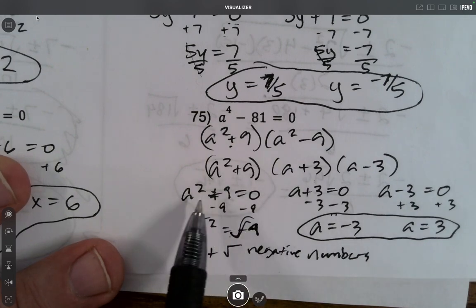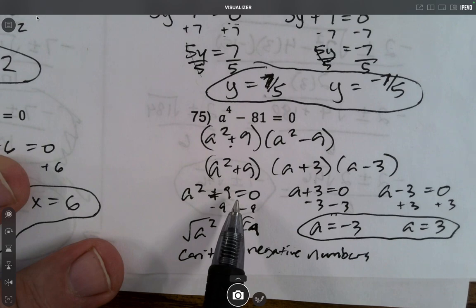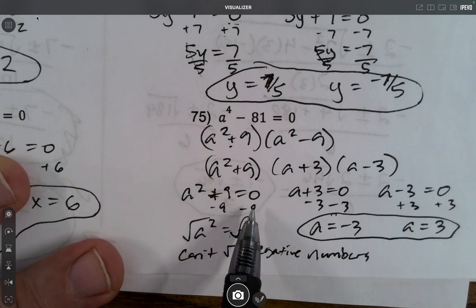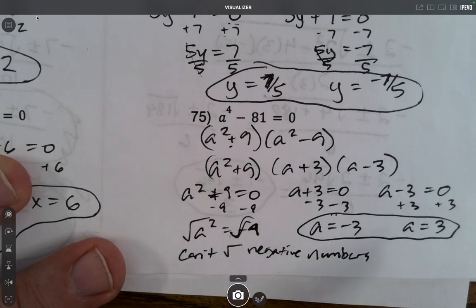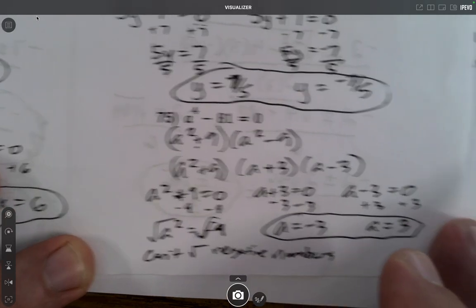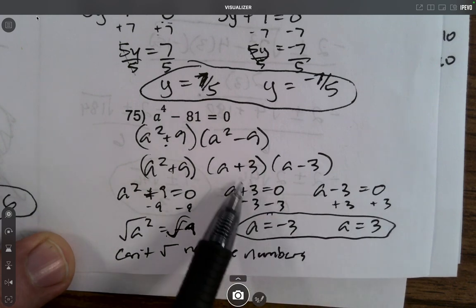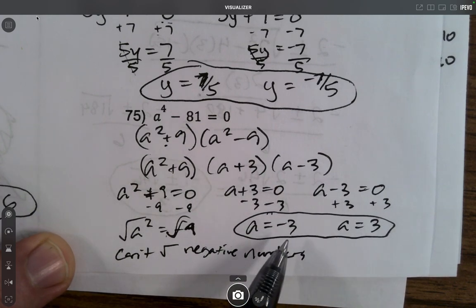You can also show it by setting it equal to 0, subtracting 9 from both sides, so you get a squared equals negative 9. But we cannot take the square root of a negative number. There is no number that if you multiply by itself results in a negative answer. But these two, they're pretty simple, so I'll just point them out. You can set them both equal to 0. You'll get negative 3 and positive 3 as two answers.